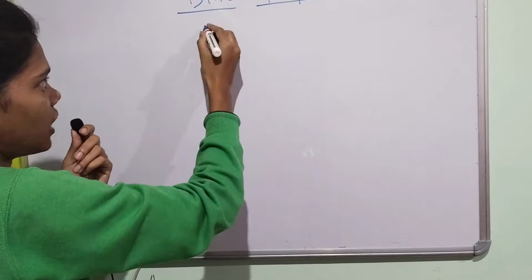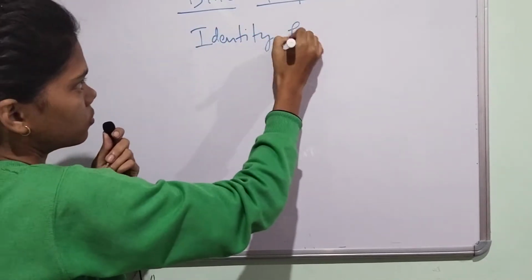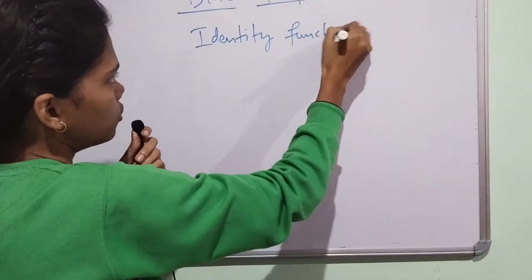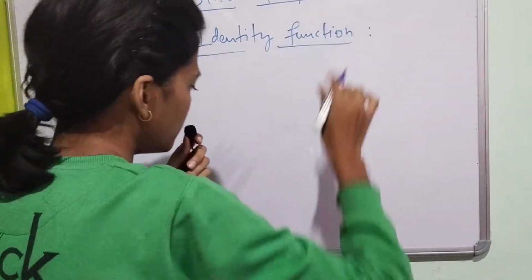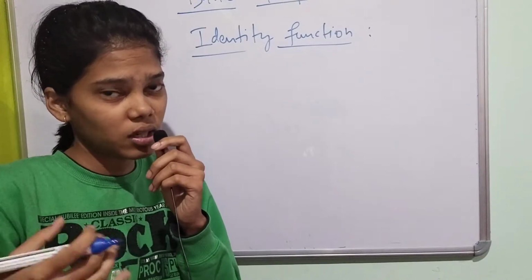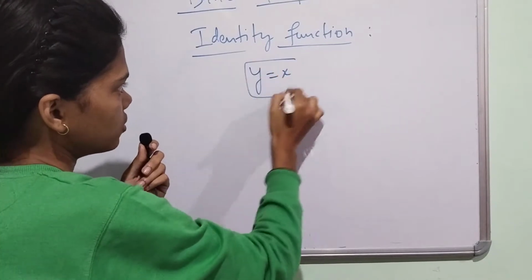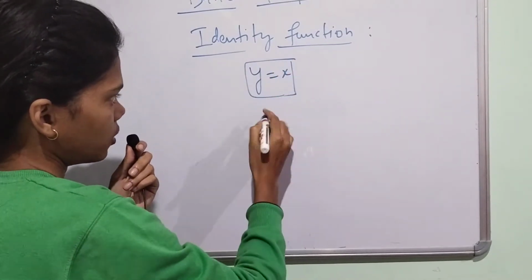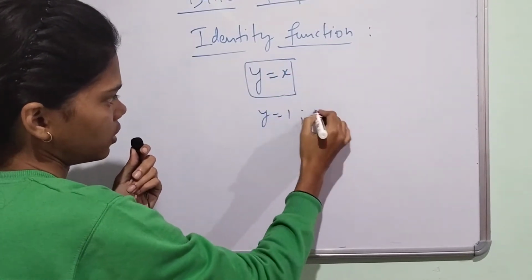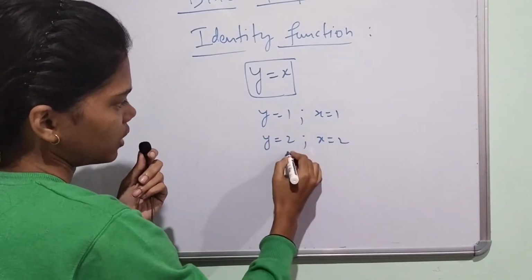First of all, we have the identity function. You know what is identity function? Identity function is that function in which whatever we give as input, the same output comes as the result. That is y equal to x. This is the identity function. When y equal to 1, x is also 1. When y equal to 2, x is also 2, and so on.